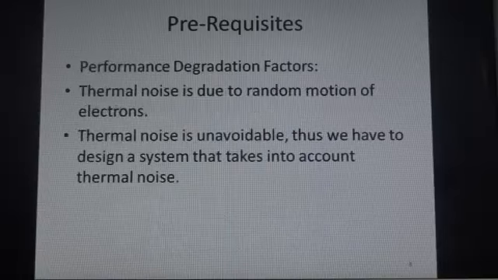Thermal noise is due to the random motion of electrons. Thermal noise is unavoidable, and thus we have to design a system that takes thermal noise into account.